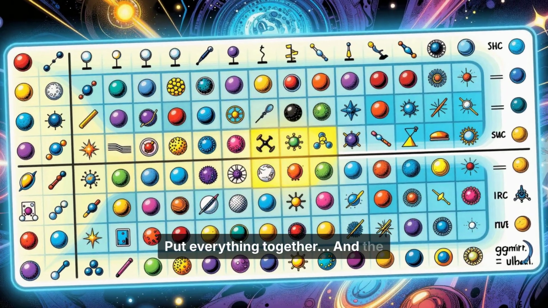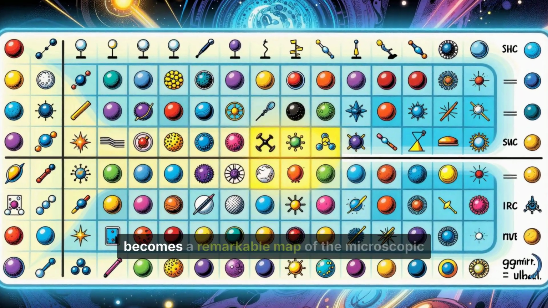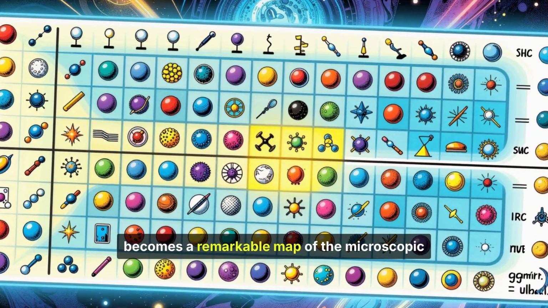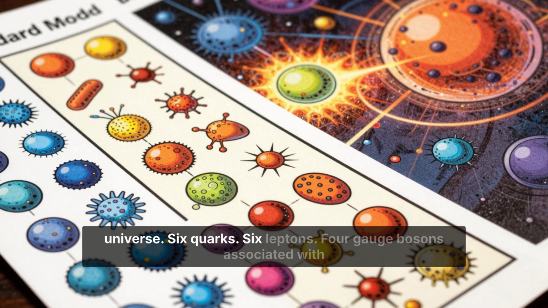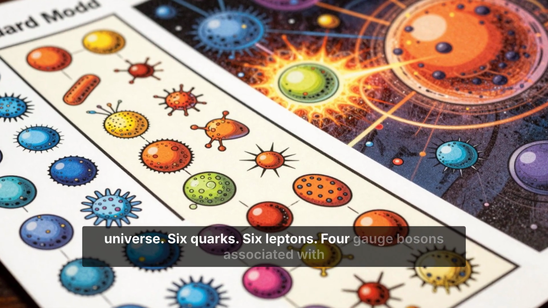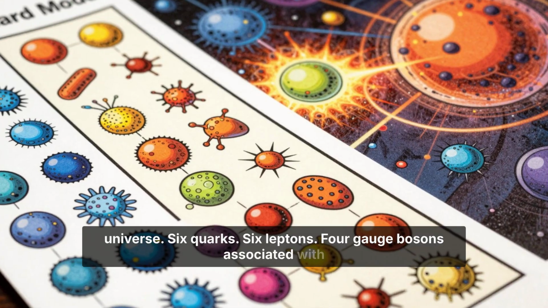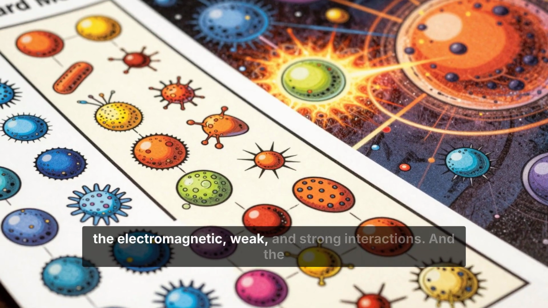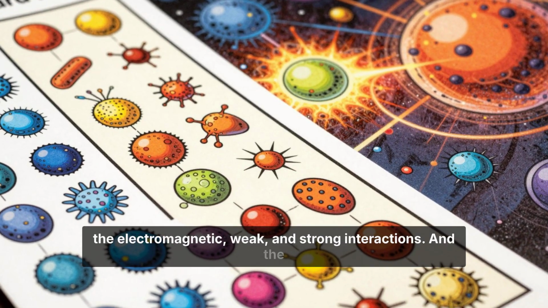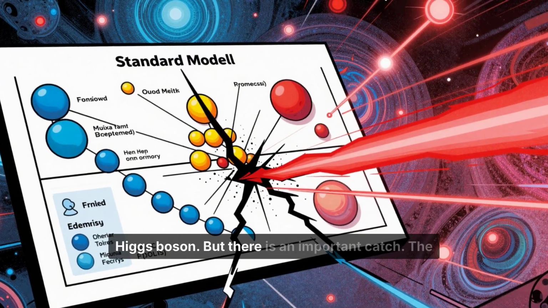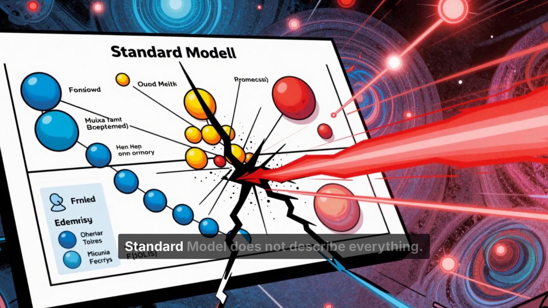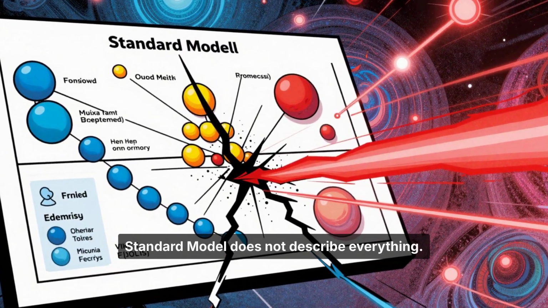Put everything together, and the Standard Model becomes a remarkable map of the microscopic universe. 6 quarks, 6 leptons, 4 gauge bosons associated with the electromagnetic, weak and strong interactions, and the Higgs boson. But there is an important catch. The Standard Model does not describe everything.